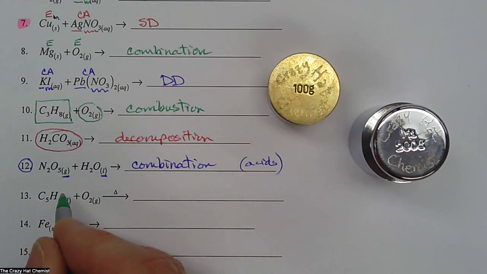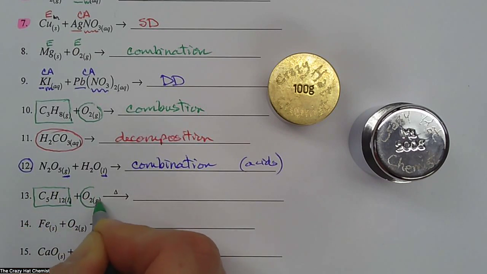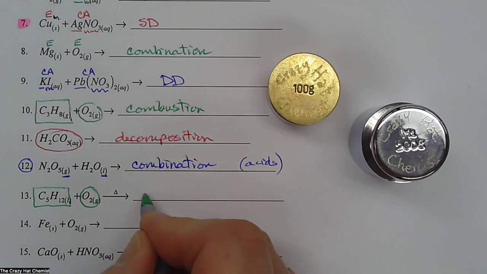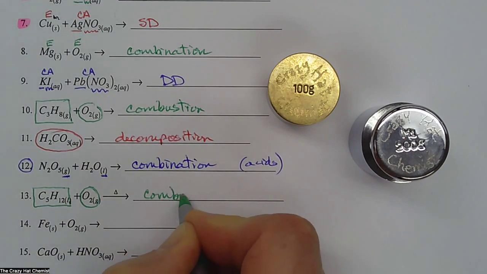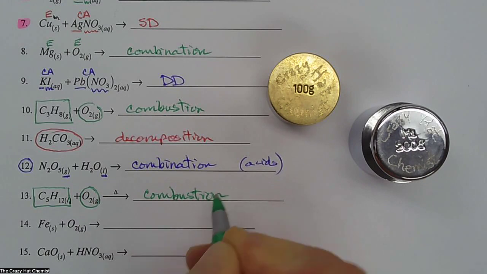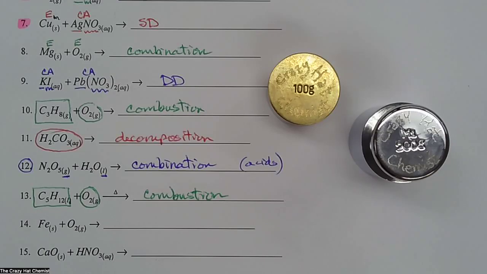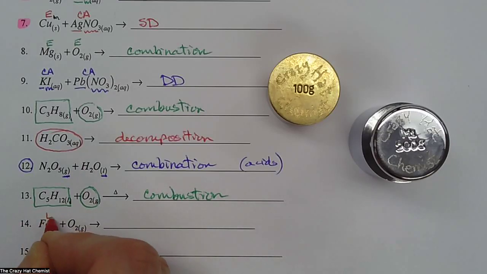Perfecto. And for problem number 13, I have carbons and hydrogens in any number plus molecular oxygen. That is a combustion. Just like problem number 10 right above it. Okay, fantastic. Number 14.